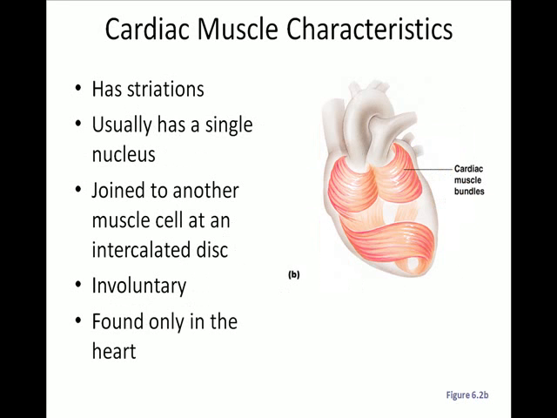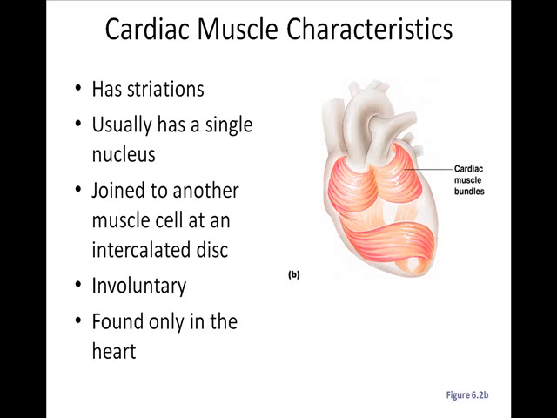Cardiac muscle is found only in the heart. It has striations, so the proteins are arranged more regularly, kind of like skeletal muscle. But the cells don't usually fuse together. They have a single nucleus. They're joined together, really interestingly though, at a junction called an intercalated disc. And you can see it on histology slides.